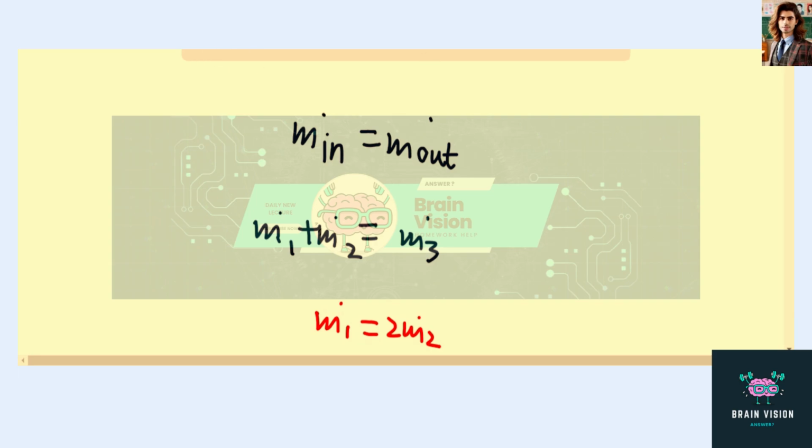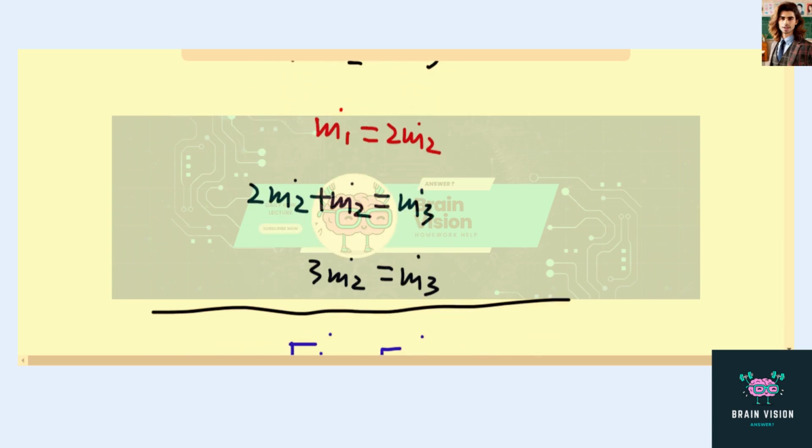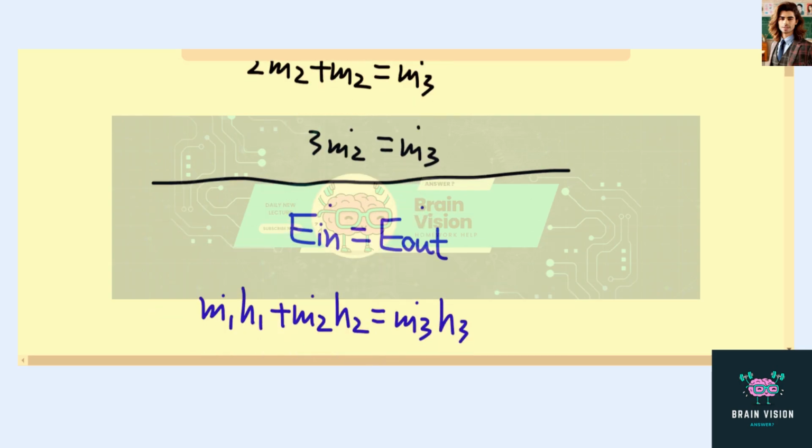So in the question, it was saying that the mass flow rate of the cold stream is twice that of the hot one. Therefore, I have m dot 1 is equal to 2 m dot 2. If we plug back into the equation, eventually we'll have 3 m dot 2 is equal to m dot 3. So now let's take a look at the energy balance equation.